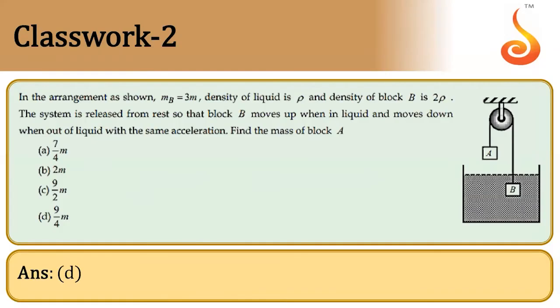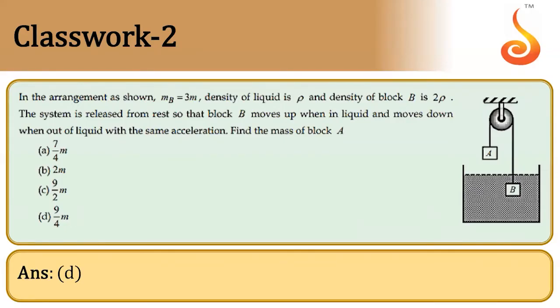See this question. Nice question. Read that question. In the arrangement shown in the figure, the mass of block A is 3m, the density of liquid is rho, and the density of block B is 2 rho. The system is released from rest so that block B moves up when it is in the liquid, and moves down when it is out of the liquid, with the same acceleration. Find the mass of the block.